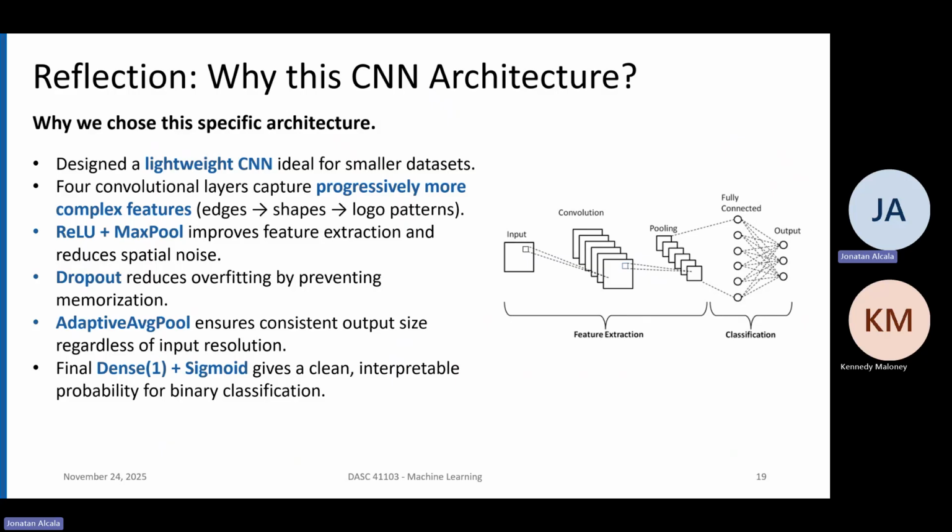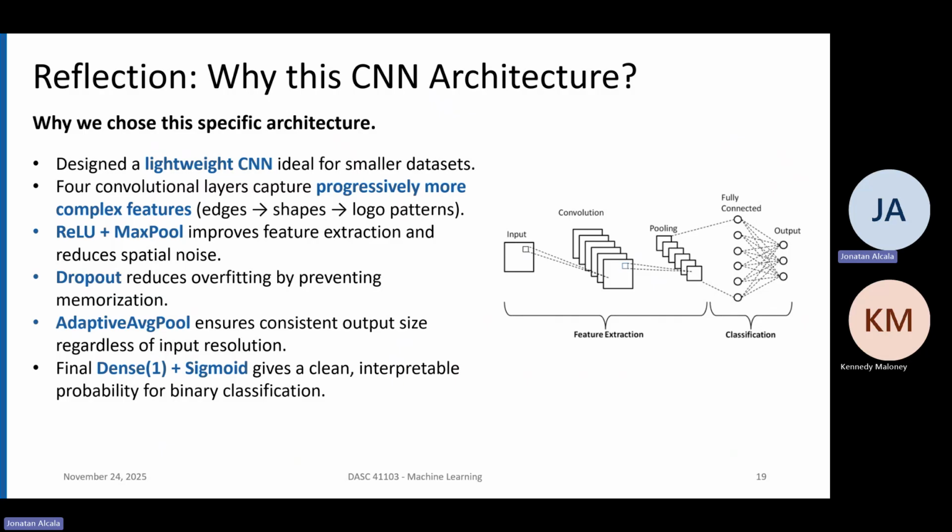And then why did we choose our specific CNN architecture? So again, we chose a lightweight CNN architecture because our data set is fairly small and deeper networks would overfit quickly. The four convolutional layers let the model learn increasingly detailed visual features, starting with edges and shapes, and eventually identifying the Razorback specific patterns. We use ReLU with max pooling to improve feature extraction and reduce spatial noise. Dropout helps us prevent memorization, which is especially important with limited data.